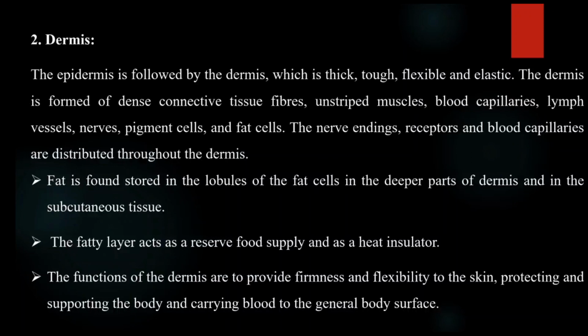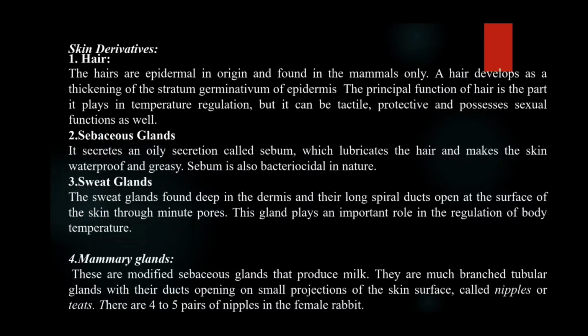The functions of the dermis are to provide firmness and flexibility to the skin, protecting and supporting the body and carrying blood to the general body surface. There are different skin derivatives present in mammals, especially in rabbit. First one is hair. Hairs are epidermal in origin and found in the mammals only.